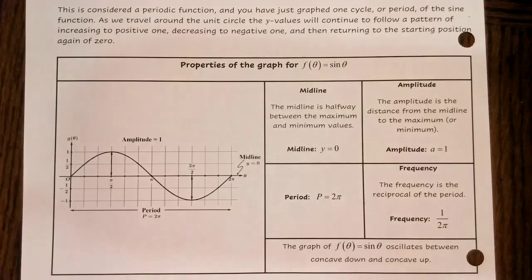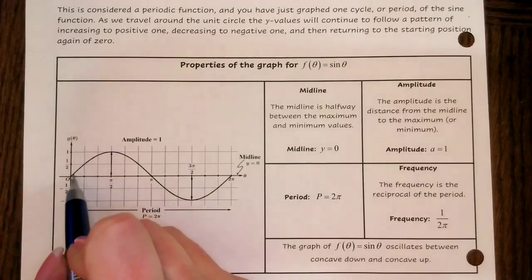The frequency is the number of complete cycles that occur within a specific time frame. So that's what our frequency is telling us. The graph of f of theta equals sine of theta oscillates between concave down and concave up. So we're going to have to use all those characteristics that we learned in Unit 1 to describe these graphs.